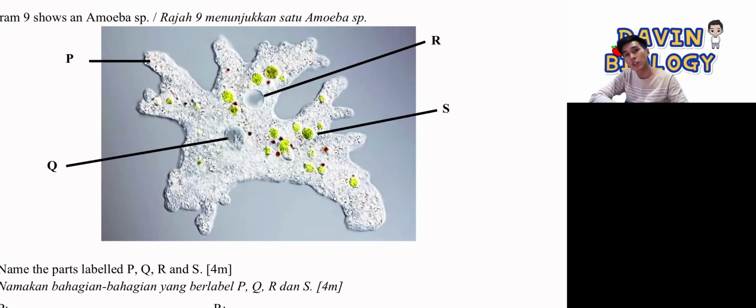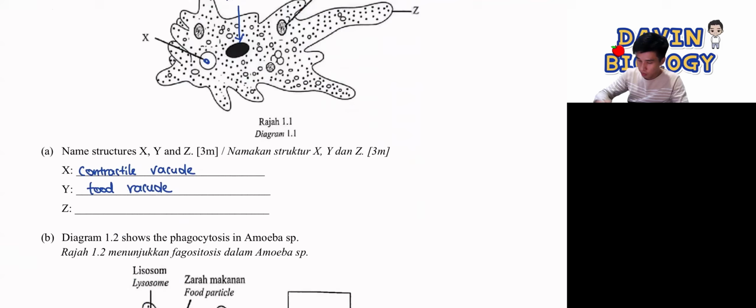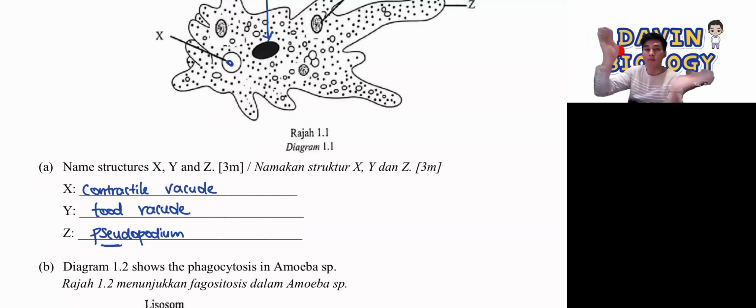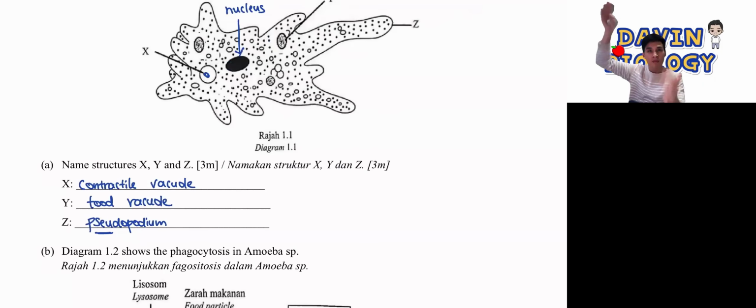This one you try yourself lah. Okay, so Z is their so-called fake arms called the pseudopodium. If you understand a bit of Chinese, it means arms. It's like this, they're arms like that.